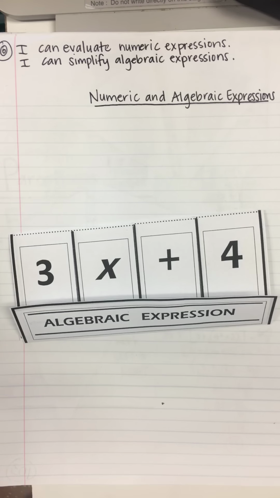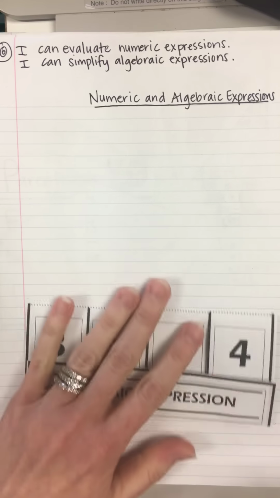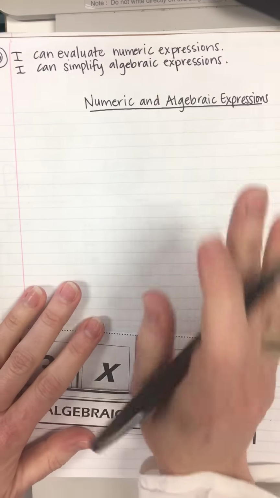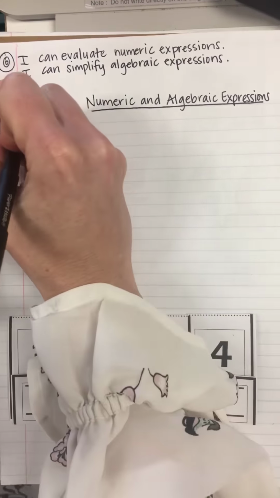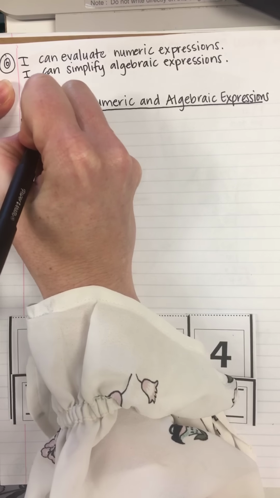Okay, so if you're back, then that means you have cut out your foldable and you are ready to begin. So we are going to start by writing some information at the top of this page. So just push this foldable to the side, and we're going to talk a little bit about numeric expressions.